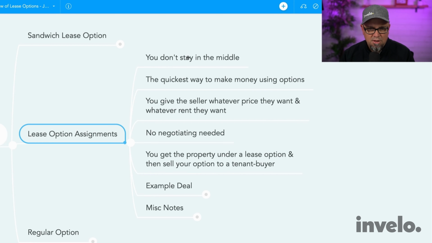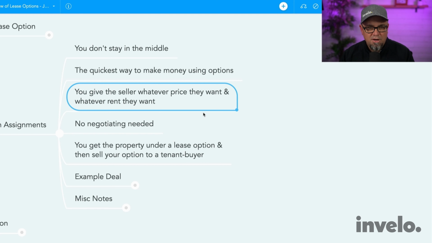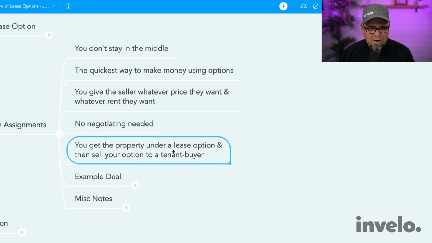And this is where you don't stay in the middle. And this is the quickest way to make money using options. You give the seller whatever price they want and whatever rent they want, as long as they are willing to wait for it. No negotiation is needed. You get the property under a lease option, and then you sell that option to a tenant buyer.